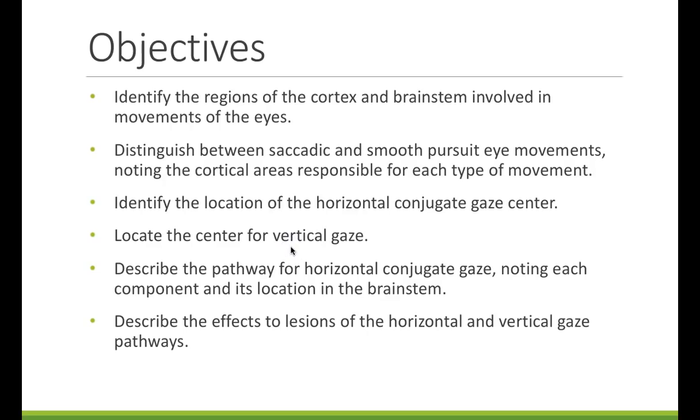Our objectives are to identify the regions of the cortex and brainstem involved in the movement of the eyes, to distinguish between saccadic and smooth pursuit eye movements, noting the cortical areas responsible, to identify the location of the horizontal conjugate gaze center and the center for vertical gaze, to describe the pathway for horizontal conjugate gaze, noting each component and its location, and to describe the effects of lesions to the horizontal and vertical gaze pathways.